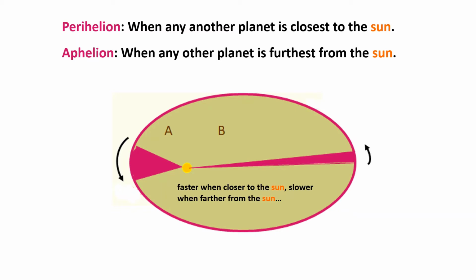So that's why it is faster when you're closer to the Sun, and when you're further away from the Sun, it's slower. That's why the time it takes is longer. That's why you have a longer arc around A, and at B the arc is a lot smaller. And the areas swept are the same.